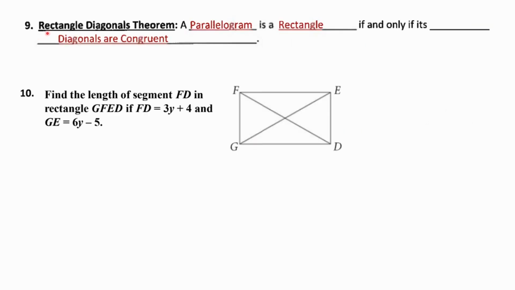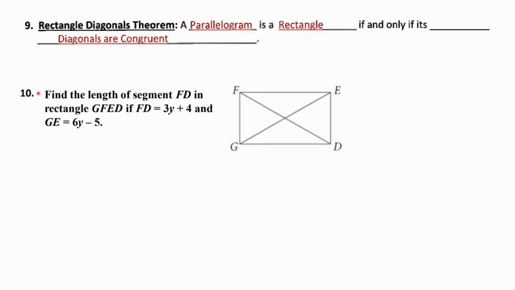Here we have the first additional feature of the rectangle, and it states that if a parallelogram is a rectangle, this happens if and only if its diagonals are congruent. This if and only if statement means that if I see that diagonals are congruent in a parallelogram, then it has to be a rectangle. And if I know that it's a rectangle, then its diagonals have to be congruent. The if and only if means that the theorem and converse both work.